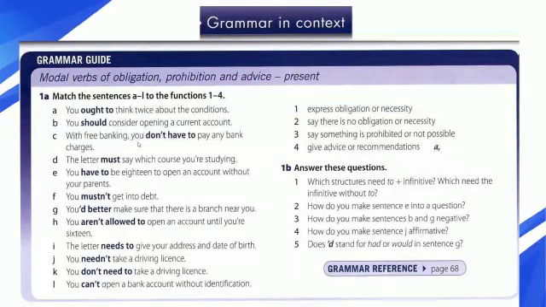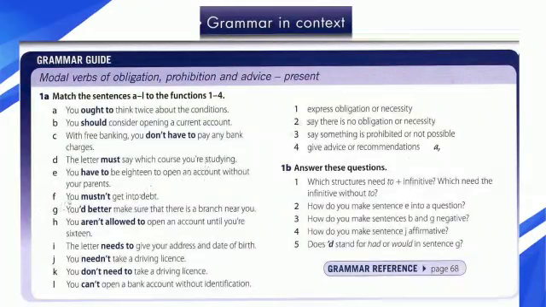C. With free banking, you don't have to pay any bank charges. Don't have to. C goes with number 2, say there is no obligation or necessity. You don't have to pay. D. The letter must say which course you are studying. Must should go with number 1, express obligation or necessity. Then E. You have to be 18 to open an account without your parents. So E with number 1, express obligation or necessity.